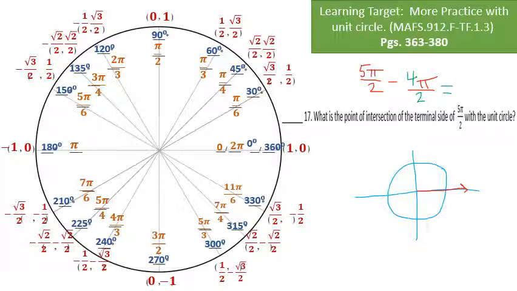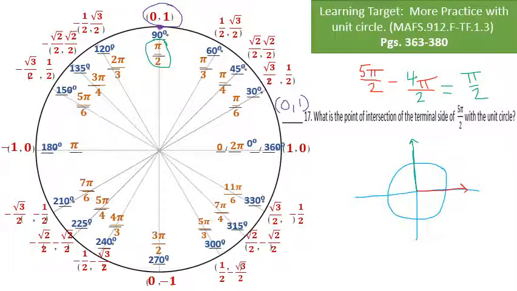So what am I going to get? 5 minus 4 is 1, so pi over 2, which means I am at this angle right here. So that goes straight up. There's my terminal side. All right, that green is the terminal side. Terminal just means ending side. So what's the point of intersection? What is it I'm actually trying to find? Well, I'm trying to find this point right here. And what is that point? 0, 1.